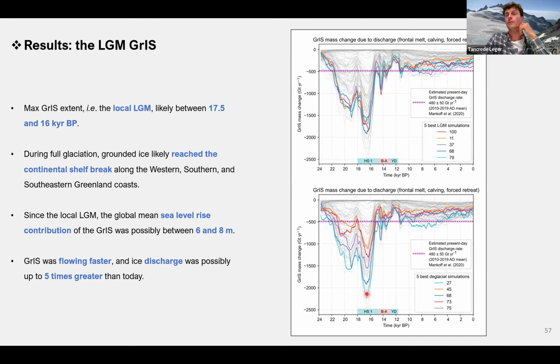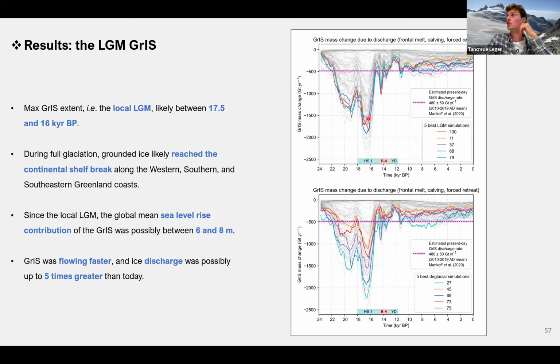2,300 gigatons per year. And the present day discharge rate estimate for the Greenland ice sheet is highlighted here in this black dashed line, and its uncertainty with the pink polygon around it. And it's around 480 gigatons per year. So you see that we have much more discharge back then.